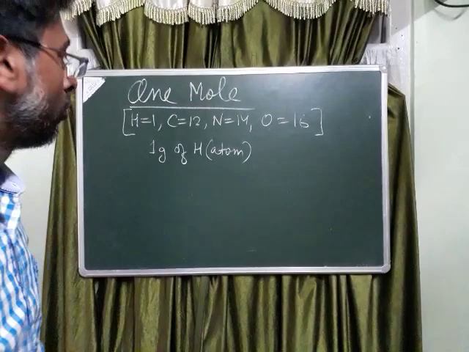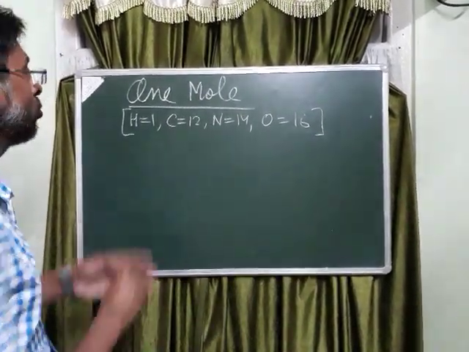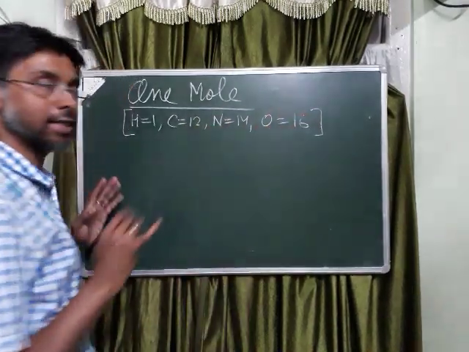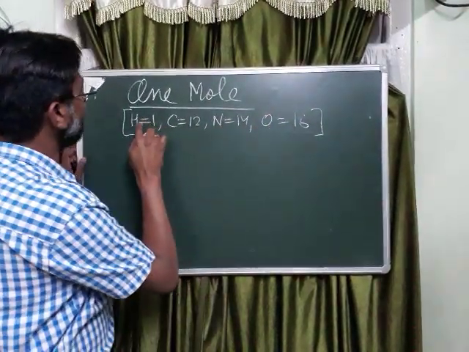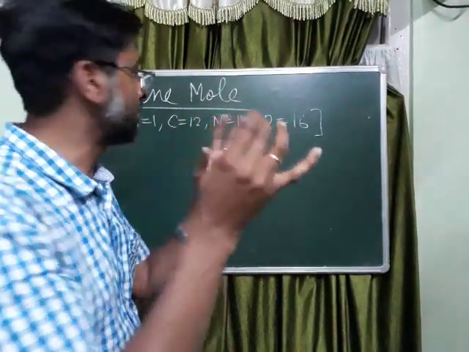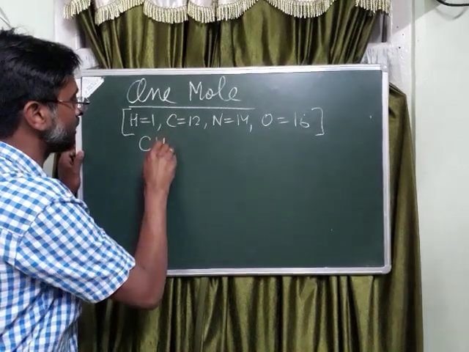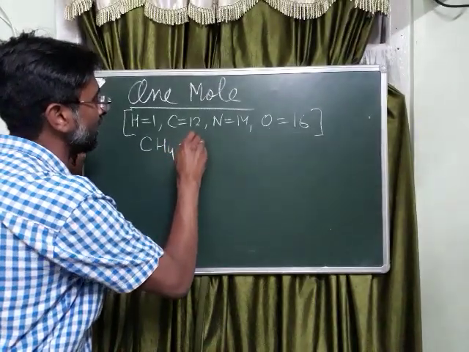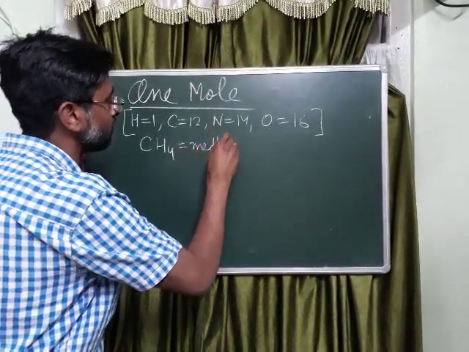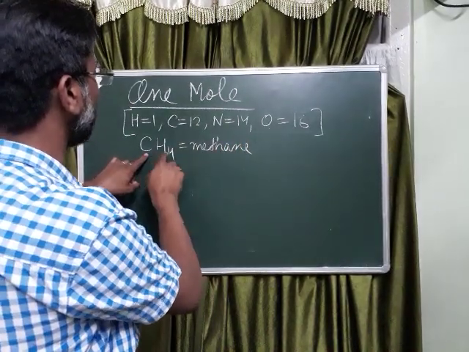Now, let us go further and make some molecules out of these elements. For example, if I combine hydrogen and carbon and make a compound, the compound will be CH4. This is methane. CH4 is the chemical formula of methane.